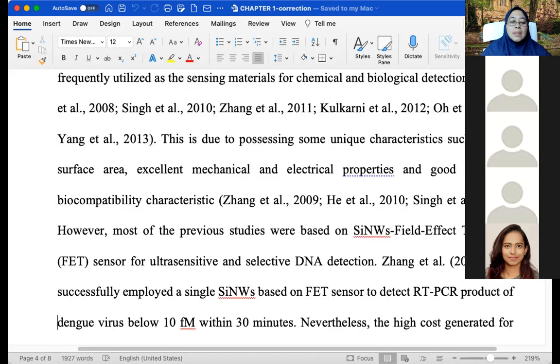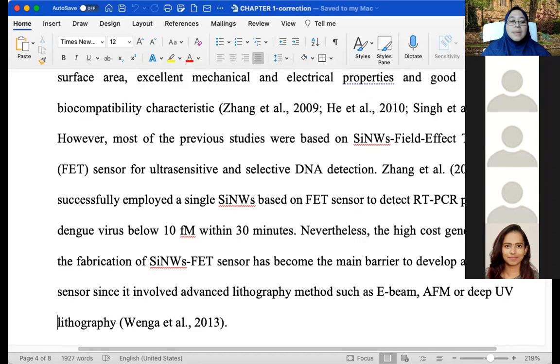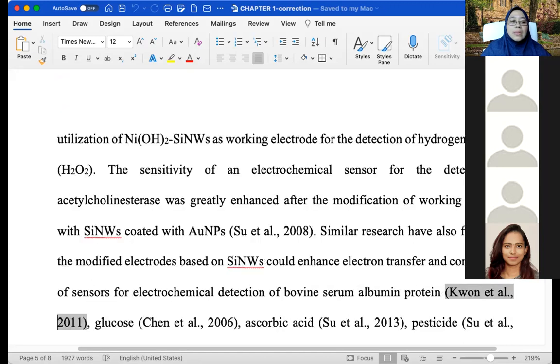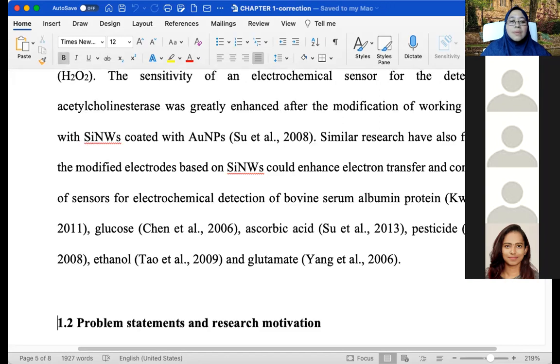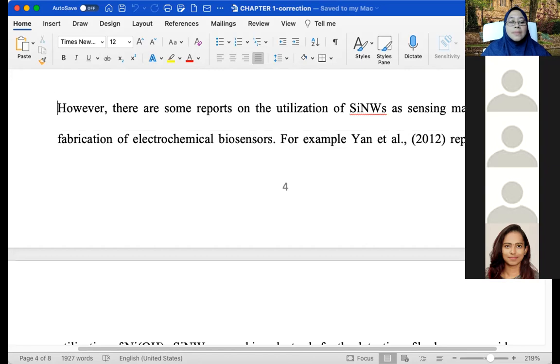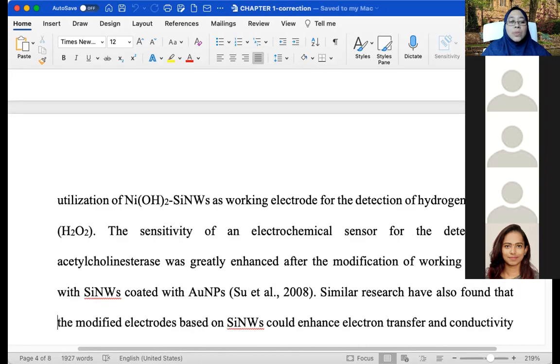Then a bit of his comment on the previous study. Because he used silicon nanowires as the nanomaterial he proposed, you can see that the story now is more focused on talking about silicon nanowires.